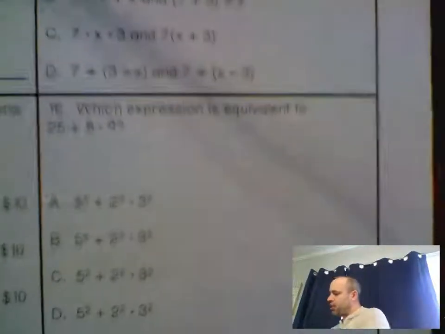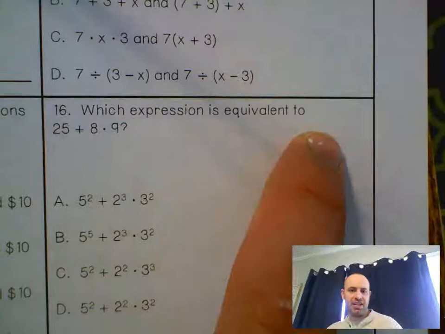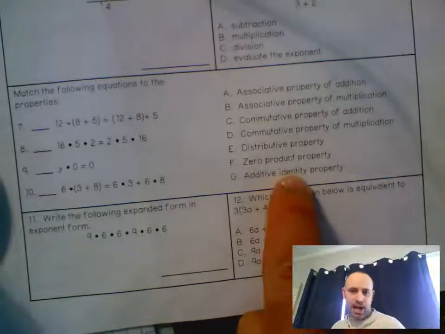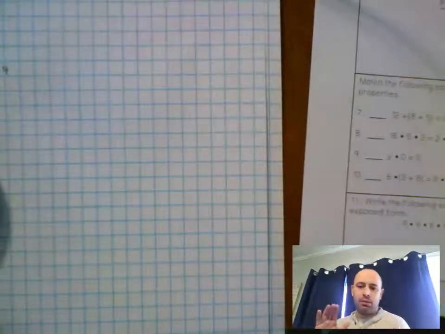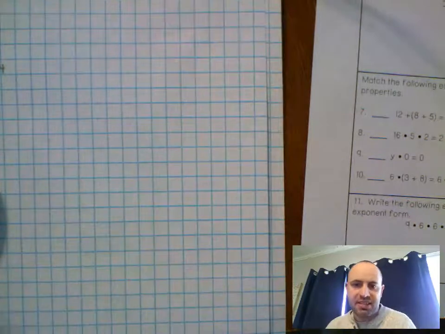Okay, a couple PEMDAS questions here. Which expression is equivalent? Equivalent means equal to. All right, and it's only a 20 question, and then all these properties. So you have to go back, make sure you look at your notes for the properties. All right. Like I said, you can post one question for me and I'll help you out a little bit. Please view this before you take your test.